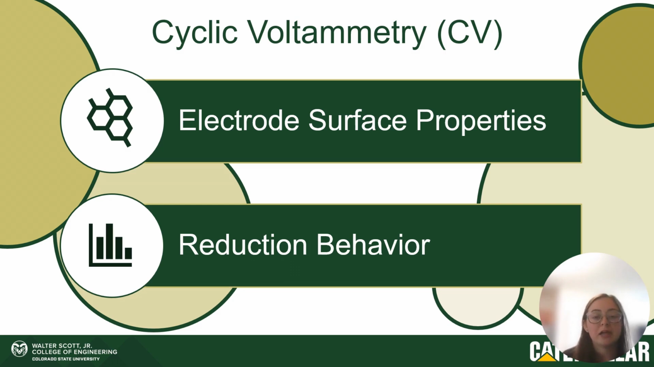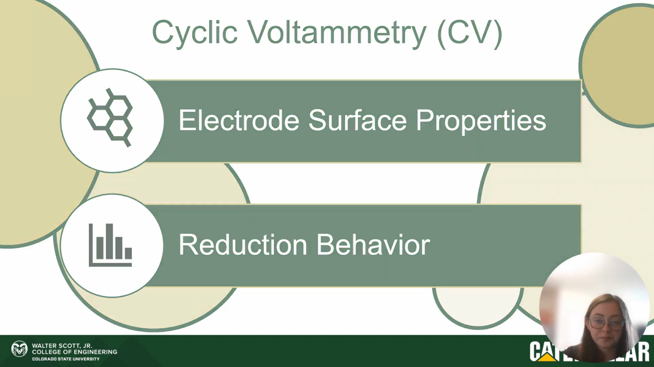So we want to run this multiple times to make sure it's running the same pattern every single time with very little noise. It also tells us about reduction behavior. CVs tell us whether a species undergoes oxidation where it loses electrons or reduction where it gains electrons, and at what cell potential these occur.